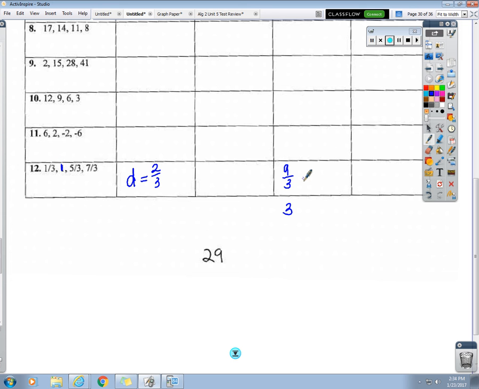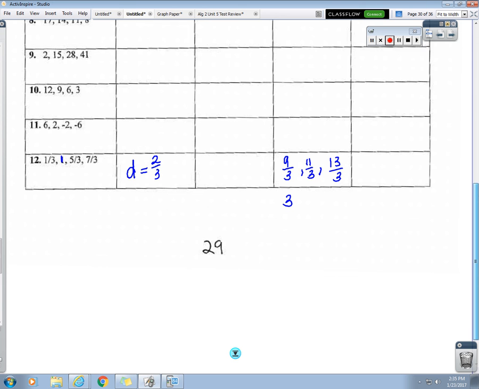Okay, what's 9/3 plus 2/3? 11/3. And then what's 11/3 plus 2/3? 13/3. So really, you should have had 3, because that would have simplified to a 3, then 11/3, then 13/3.